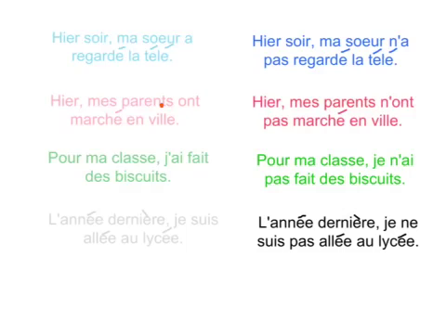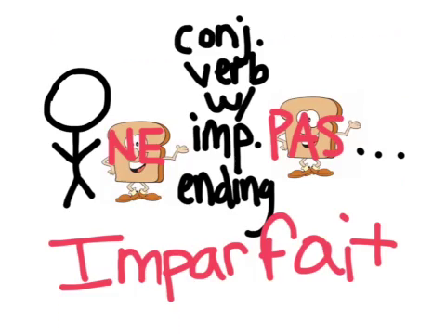So there's also one more tense that you're going to need to remember, and that is the imparfait. And to negate the imparfait, it is basically the same format as it was in the present tense. So you have your subject, your first slice of bread here, and the conjugated verb with the imparfait ending. If you don't remember how to do that, look at a different lesson. And then your second slice, pas, and then just the rest of your sentence.